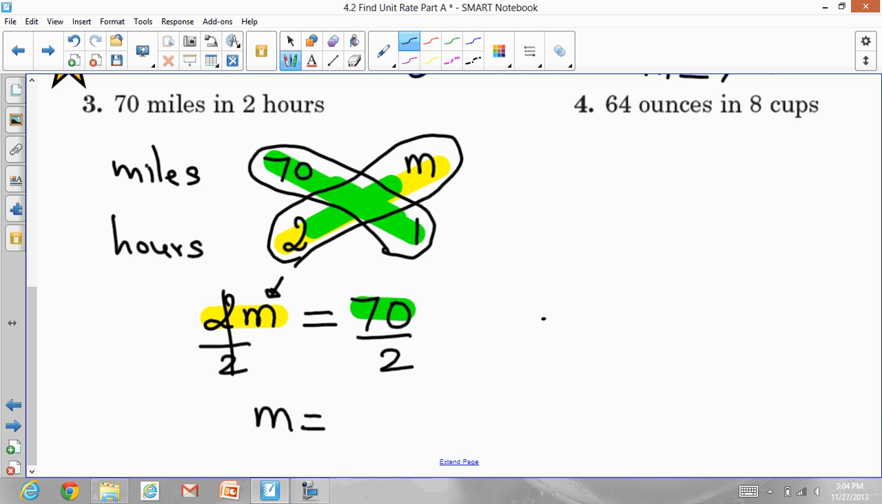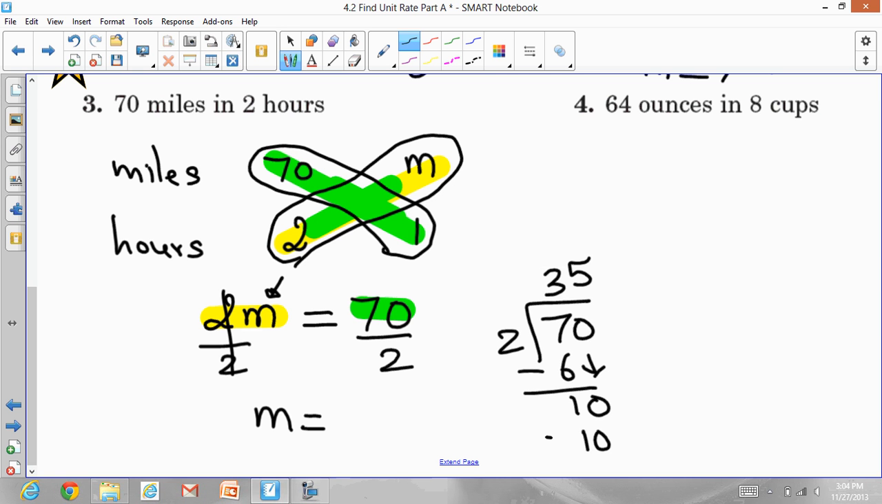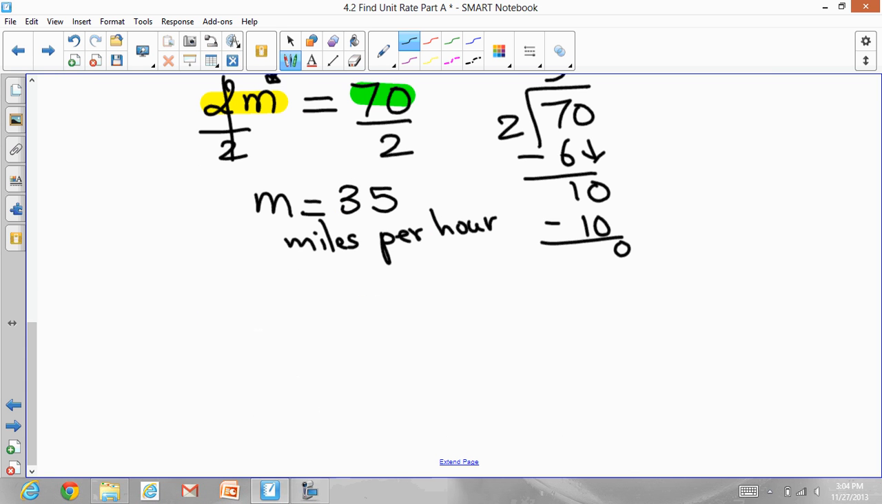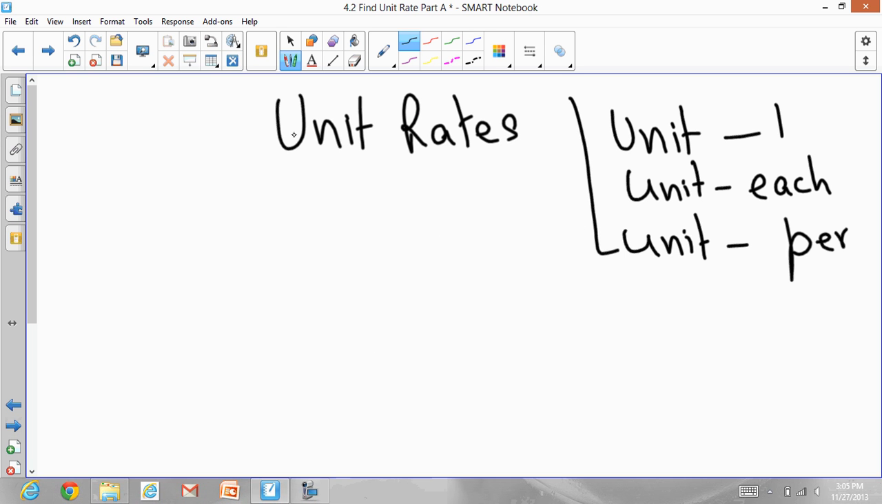M is equal to 70 goes in the shelter divided by 2. 3, which is 6, 1, bring the 0. 2 goes into 10, 5 times to give you 35. Make sure from now on you are going to write the words 35 miles per hour. That is what the unit rate is. Or you can write it as 35 mph, just writing the M, the P, and the H together. Make sure that you write this down.